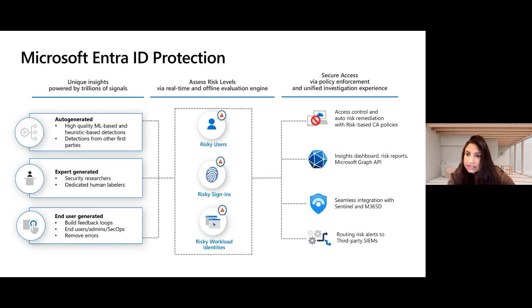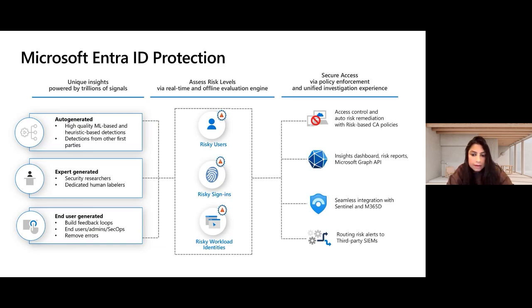And having access to these huge signals is an asset to Microsoft products. Third is the end user generated signals. Our algorithms learn and adapt based on real feedback to improve in precision. Now, with these signals, our risk evaluation engine, which is also based on a machine learning model, will be able to calculate risk levels for the identities, and then risky users, risky sign-ins, and risky workload identities will be reported. Now, with these risk insights, you will be able to do a lot, from securing user access to investigation.